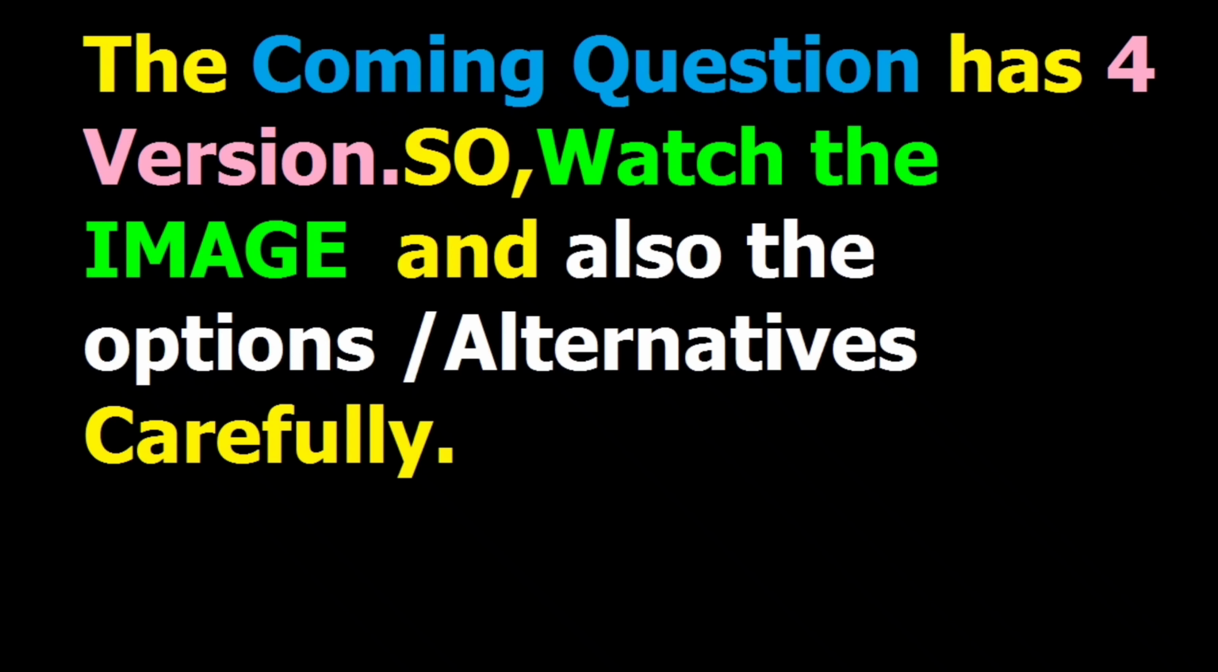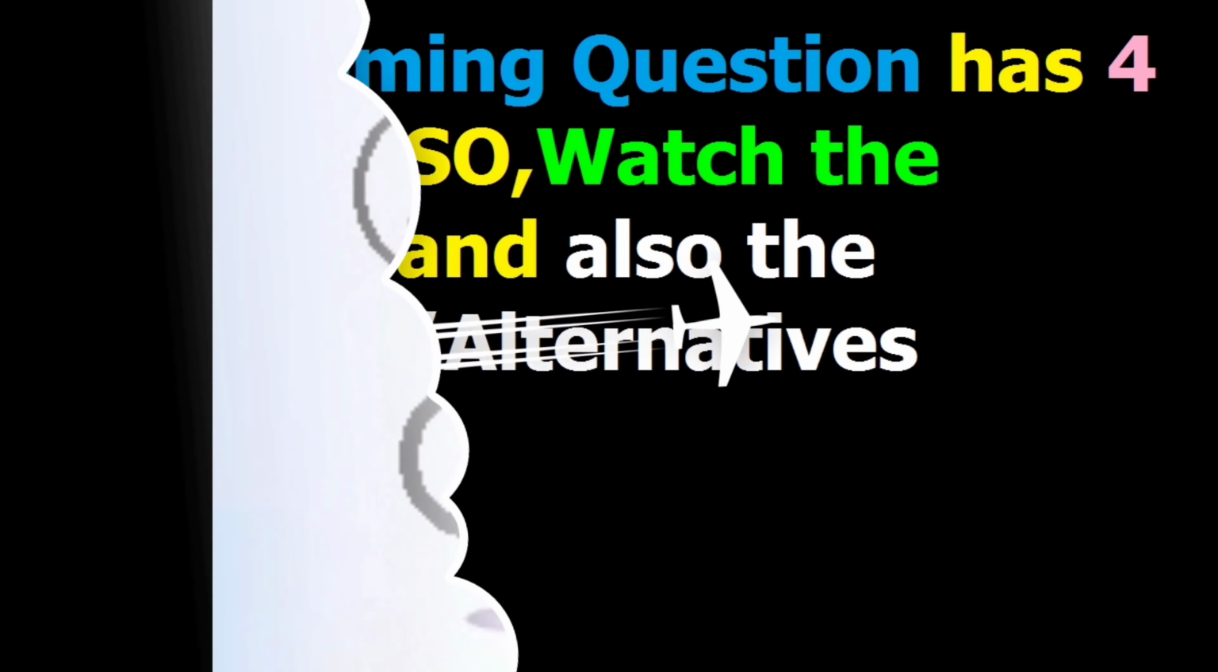Now the coming question has got 4 different versions or types, so you need to watch the image and also the options or the alternatives in that question very carefully, or you can see some hints. So the first hint is the music sign: the same position of this music sign should be there, and there must be 2 stars on the left hand side, and the love sign must be bigger, a bigger size of the love sign.